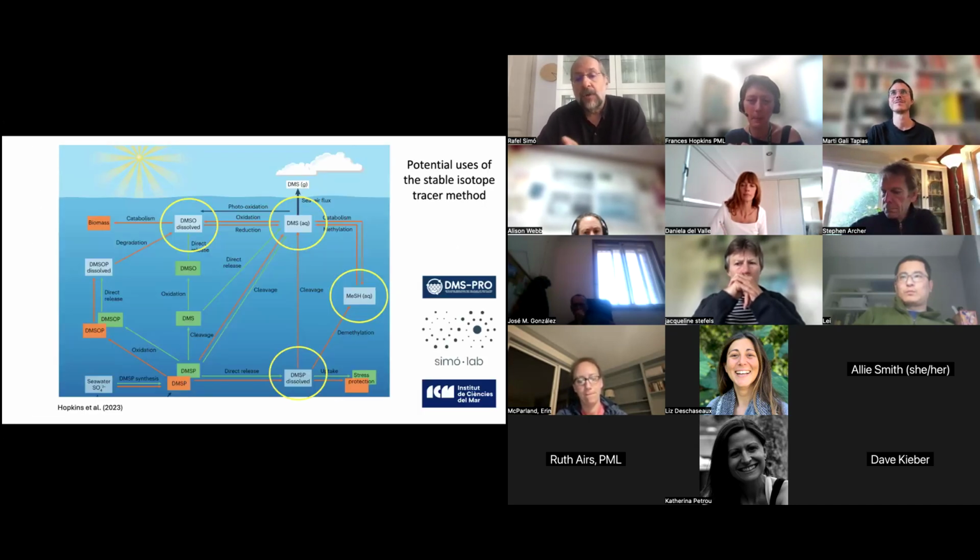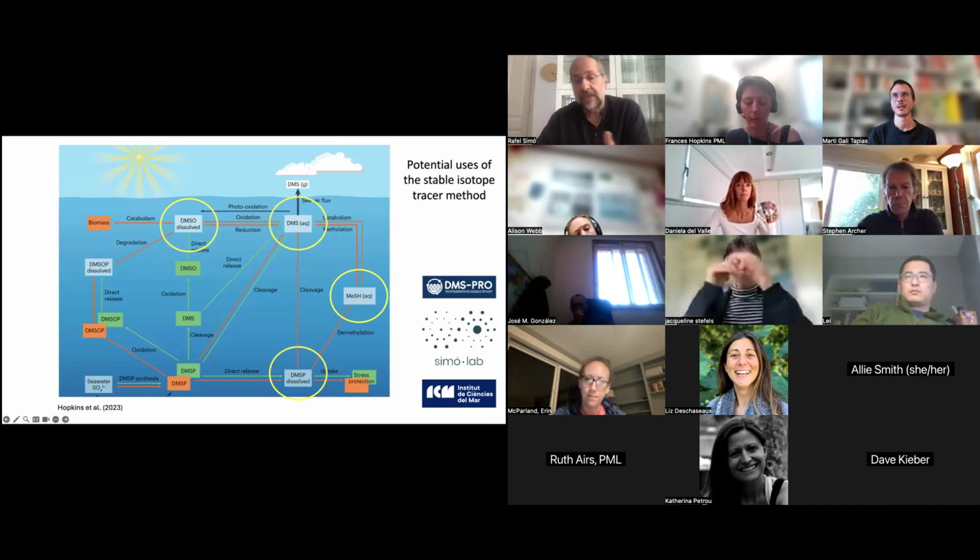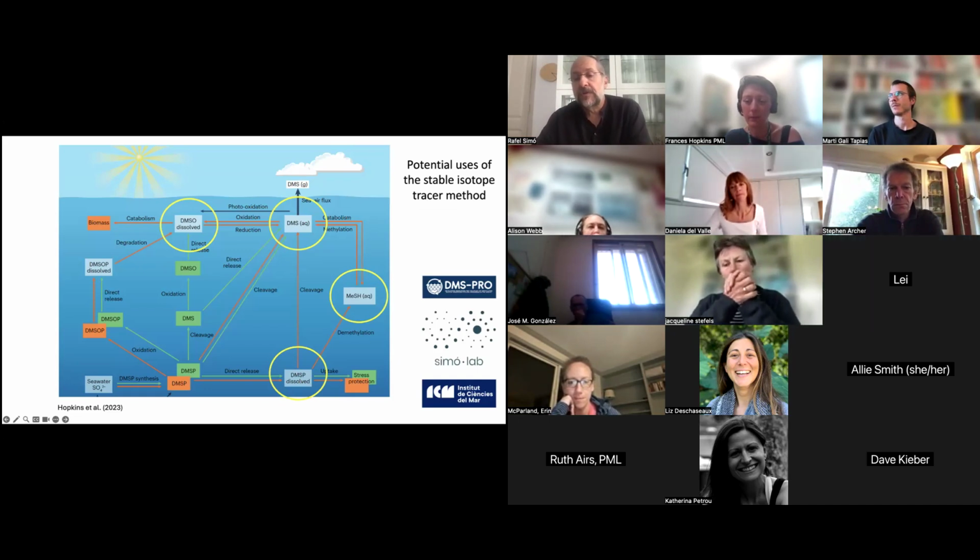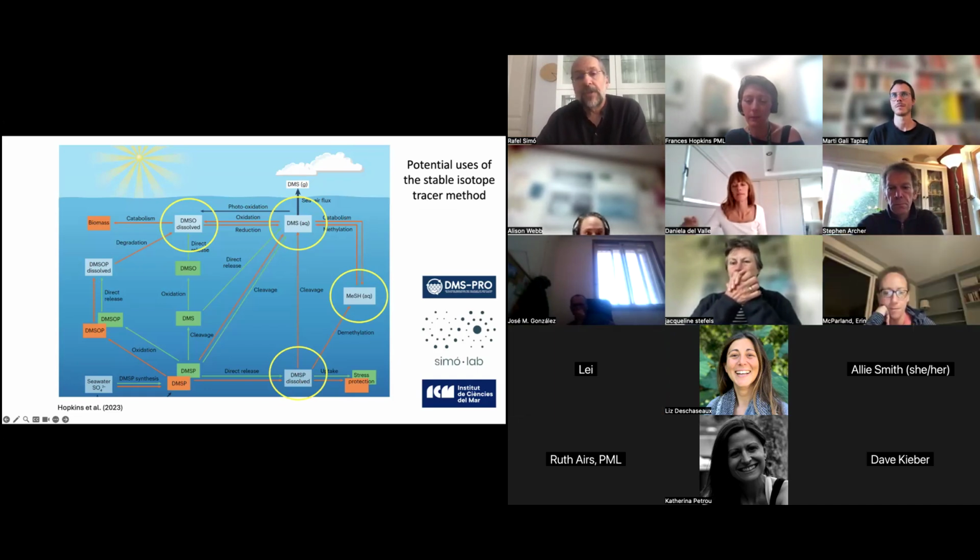And that's it. I only want to finish by saying that this stable isotope tracer method can potentially be applied to DMS, as I said, but also to methanethiol, for instance, where we haven't addressed the transformation process rates yet. Why not use this stable isotope tracer? And I think that's it. I mean, food for discussion. I hope I was short enough.